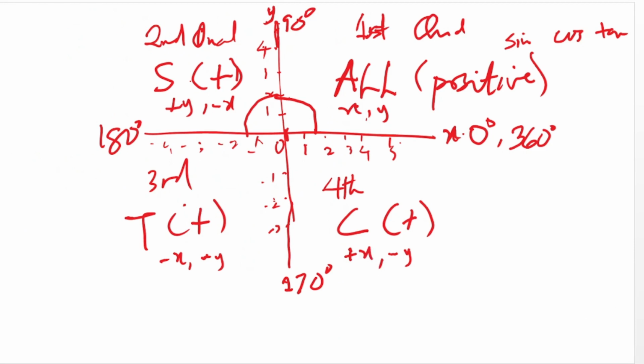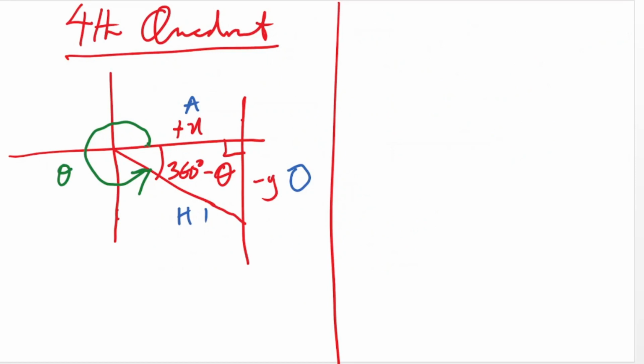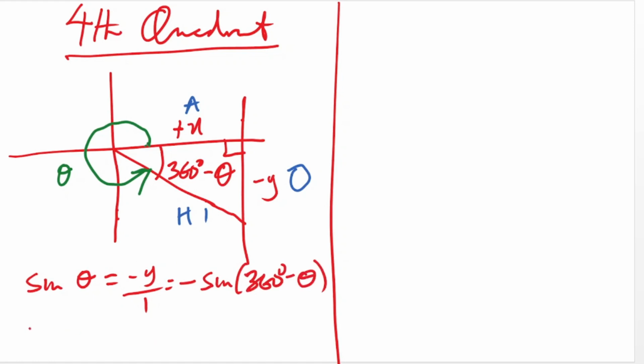So let's now look at the proof. Sine theta is opposite over hypotenuse. What is the opposite here? Minus y over 1. So sine is negative: sine of 360 degrees minus theta. Then for cos theta, that is adjacent, which is plus x, over hypotenuse, which is 1. You can see this is positive: cos of 360 degrees minus theta.